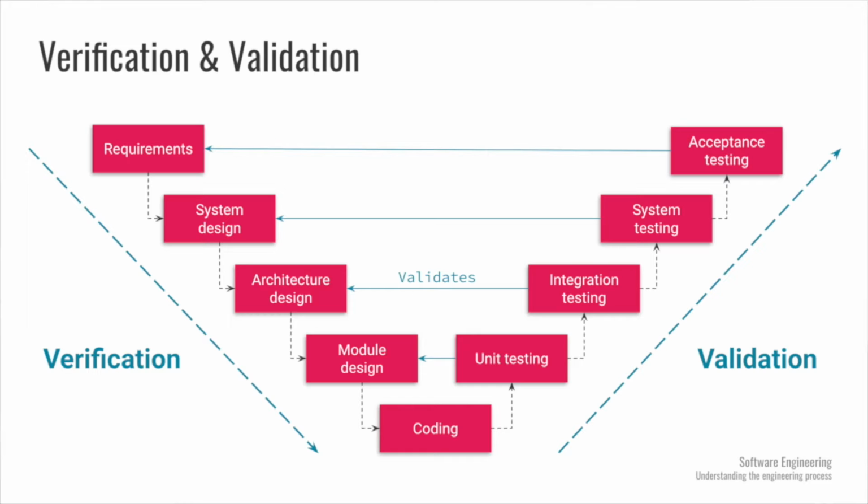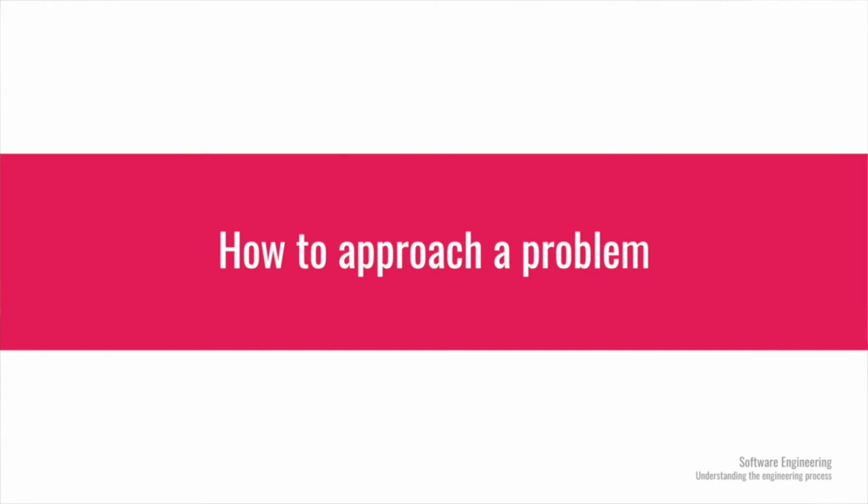This diagram is an iteration on the previous 5 steps, and it illustrates each of the verification and validation steps. On the left are the steps we can take to ensure that we build the product right, and on the right are the steps we can take to ensure that we build the right product. You can also see each verification step has a validation counterpart. For example, after coding the product, unit testing validates the module design, integration testing validates the architectural design, and so on.